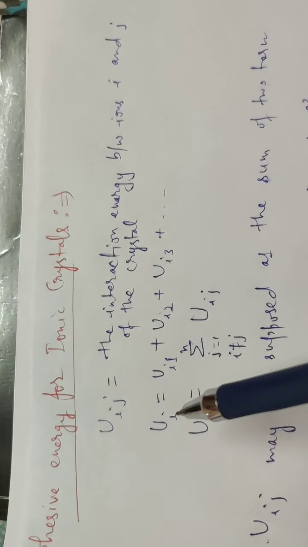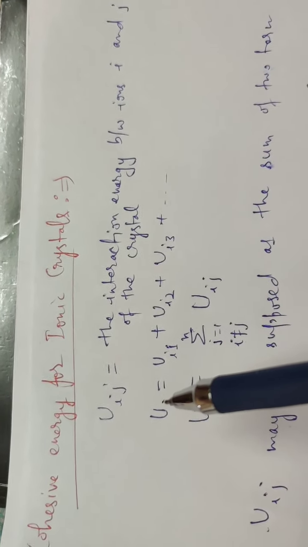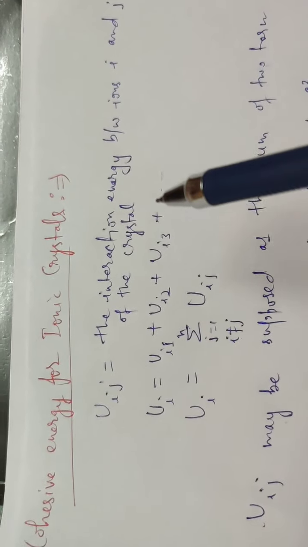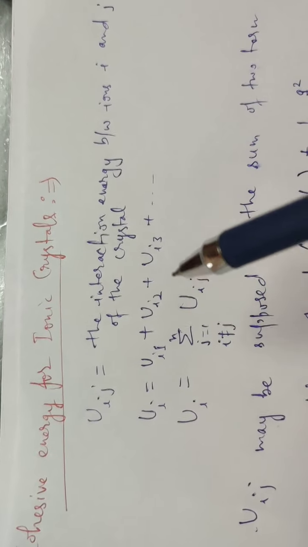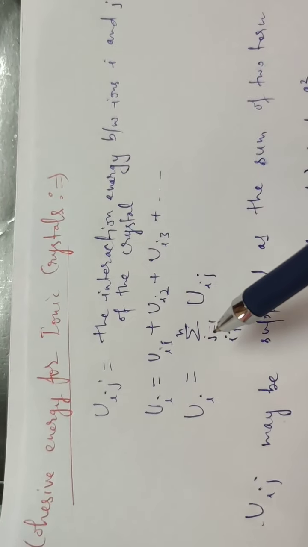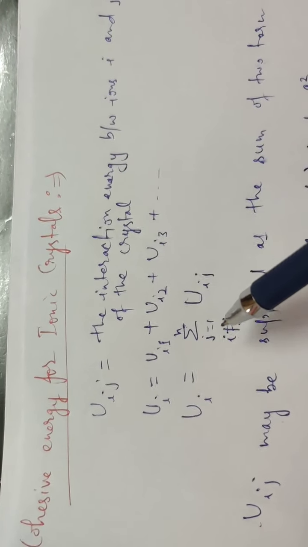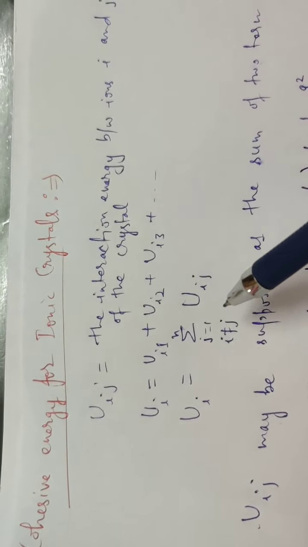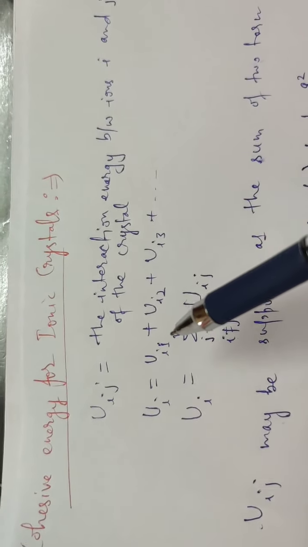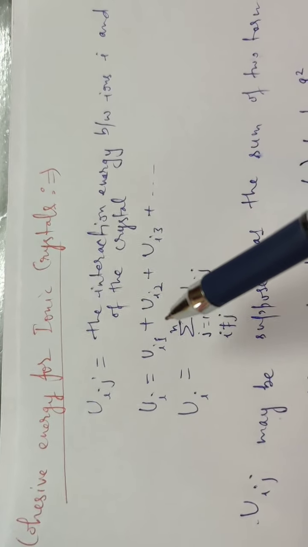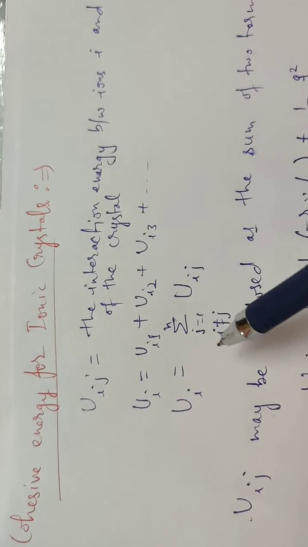So let us consider the ith ion for the interaction. The ith ion is interacting with all the other ions in the crystal. So now this summation can be generalized by using the summation from j = 1 to N, where i is not equal to j. This i not equal to j term neglects the self interaction. That means your ith ion cannot interact with itself, so this rejects the possibility of self interaction.